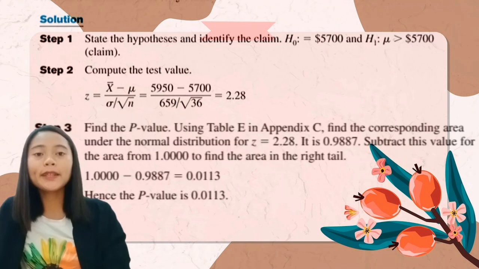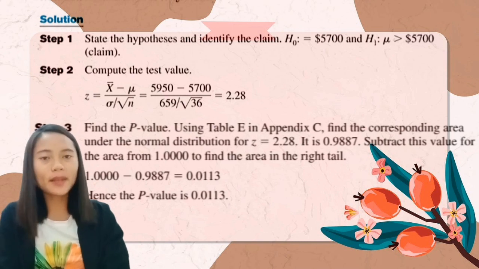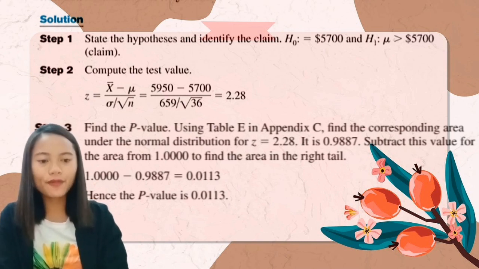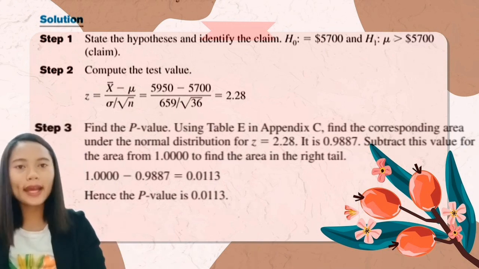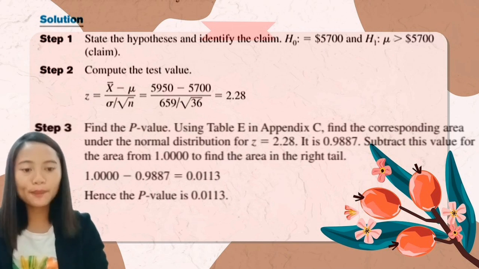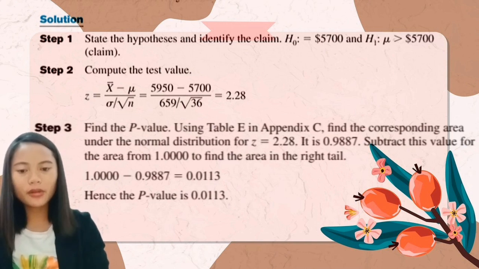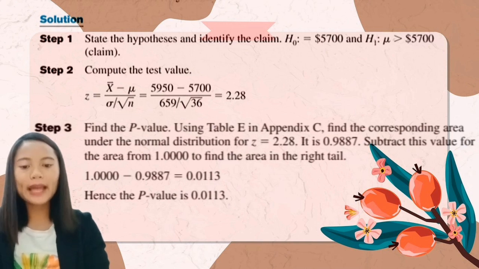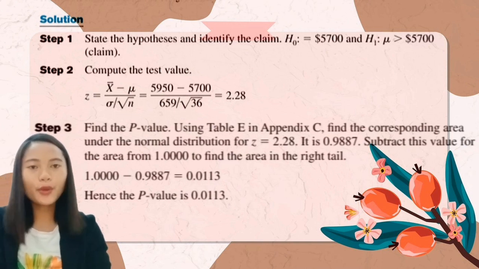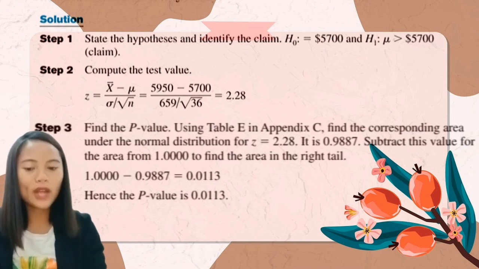Step 3. Let's find the p-value. Using Table E in Appendix C, find the corresponding area under the normal distribution for z equal to 2.28. So it is 0.9887. Subtract this value for the area from 1.0000 to find the area in the right tail. So 1.0000 minus 0.9887 is equal to 0.0113. Hence, the p-value is 0.0113.